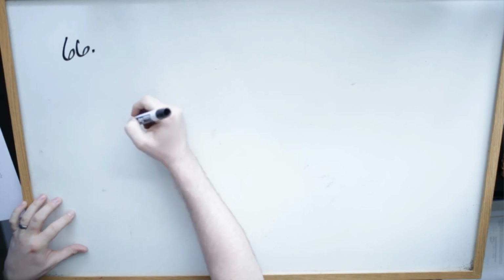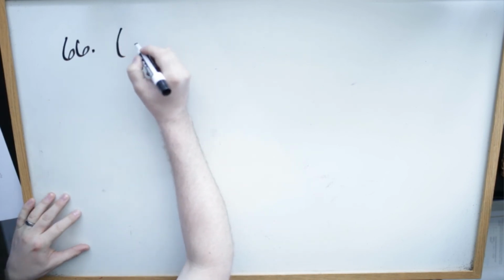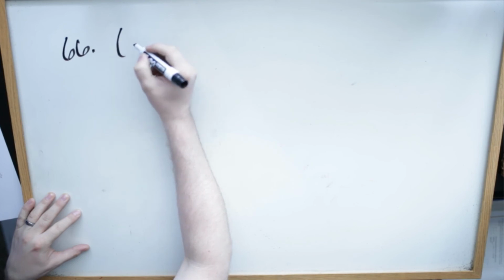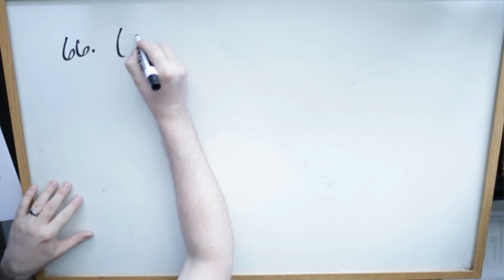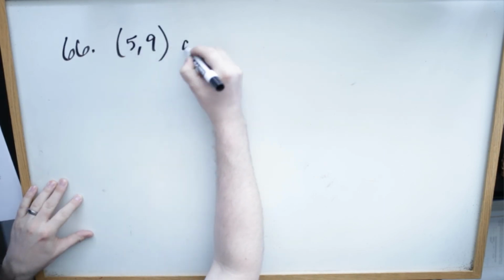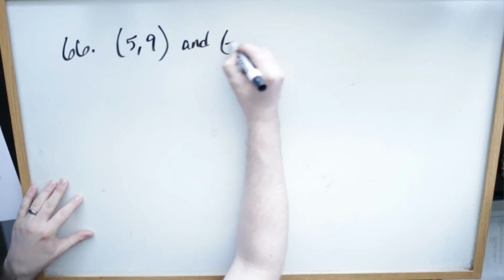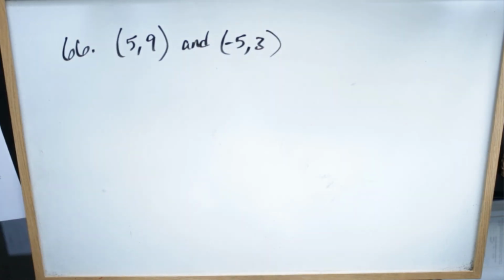All right, well, let's actually do an example. Let's just do a more complicated example here. Let's do 5, 9, and minus 5, 3. Now notice these do not have the same x values or y values. This is not going to be a horizontal line or a vertical line. Minus 5 and 5 are not the same. 9 and 3 obviously are not the same.